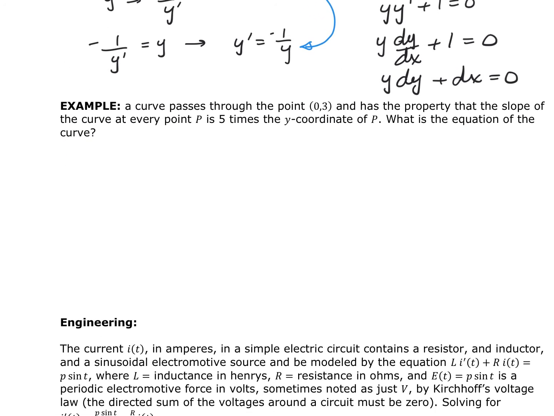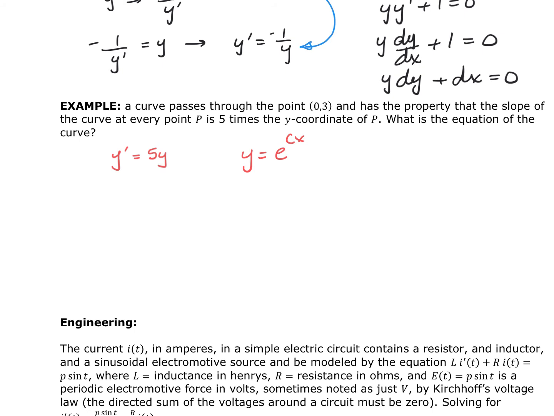Here's another example that you might see in math. A curve passes through the point 0, 3 and has the property that the slope of the curve at every point P is 5 times the y coordinate of P. What is the equation of the curve? So what that's telling us is that y prime must be equal to 5y. And this only happens when y is equal to e raised to the cx. We know that's the only time it happens.